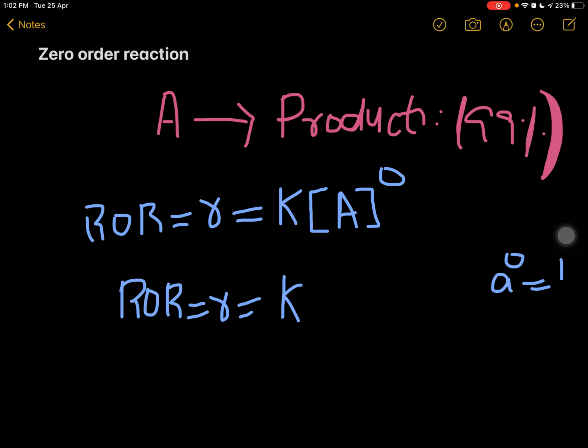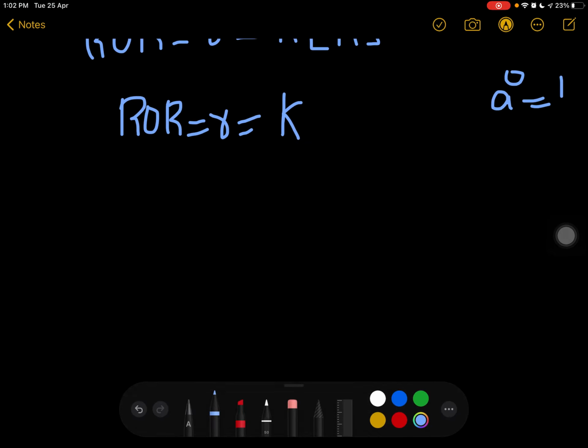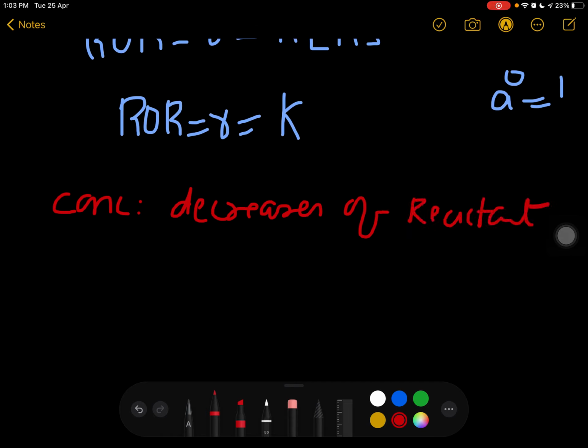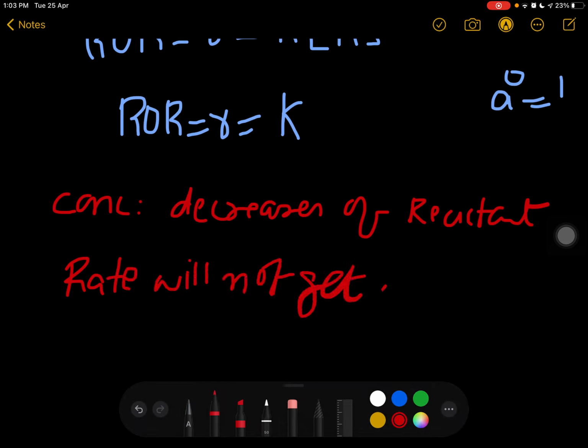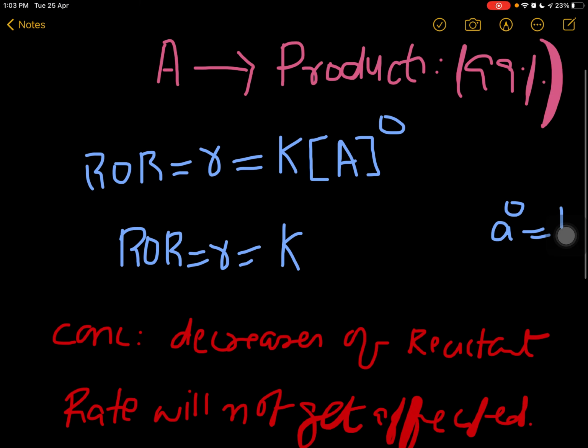Here one thing to remember is that as the reaction goes on, the concentration of reactant decreases. The concentration will obviously decrease, we know this fact. But the speed, or you can say the rate, will not get affected. Why? Because we already told you that here A is raised to the power 0. It means that the rate of reaction is independent of the concentration.